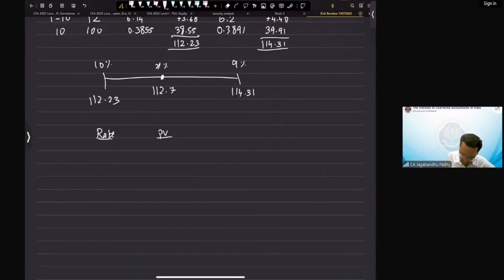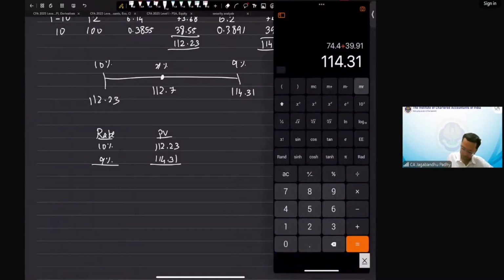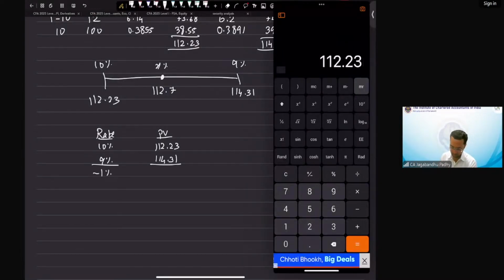So rate is at 10%, it was 112.23. And at 9%, it is 114.31. This is like minus 1% and 112.23 minus 114.31. So there's an increase. So PV is increased by 2.08.